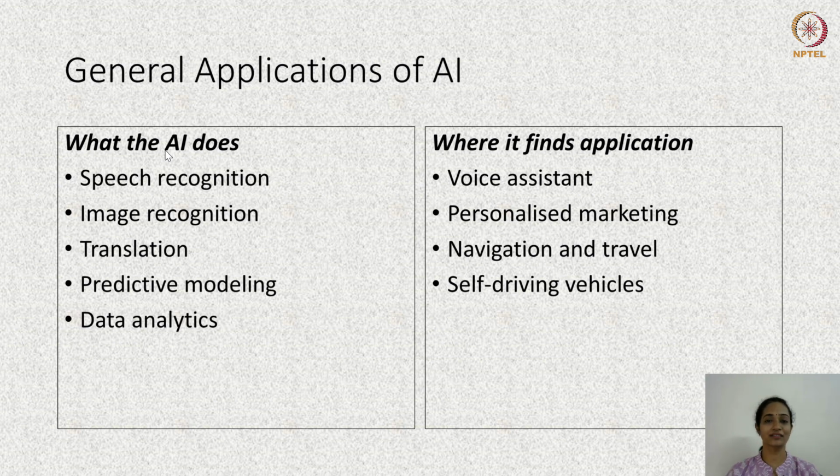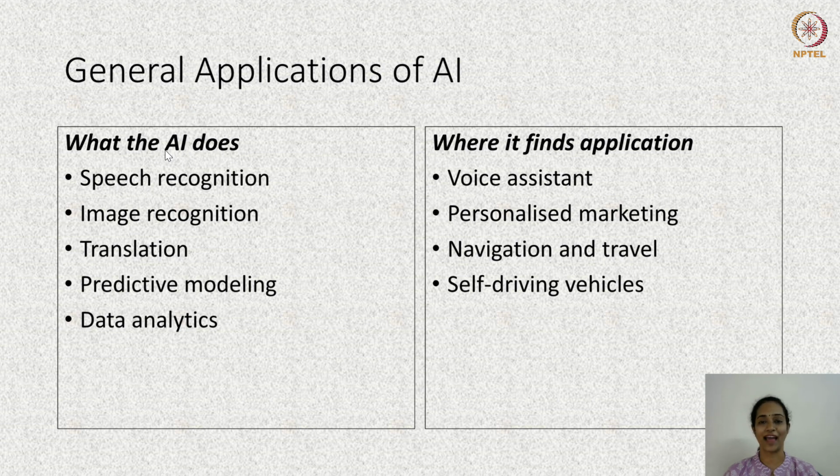Based on what the AI does, we can easily understand some of its applications. For example, artificial intelligence is capable of speech recognition. That is, it captures the voice and converts it into a text. Image recognition is where the artificial intelligence can identify who or what is there in an image. Translation is where the AI captures a voice, converts it into text, and then converts the text in the current language to a different language without changing the intent or meaning. There are also predictive modeling and data analytics AIs.